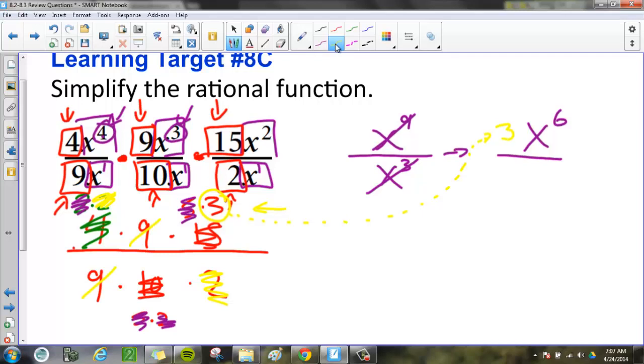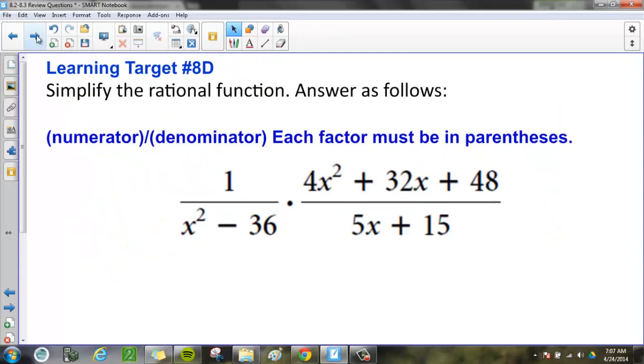Now what's on the bottom? There's nothing on the bottom. There's a 1, but you don't really need a 1 on the bottom. You do need 1 if it would be in the numerator, and the only thing in the numerator. So our final solution to this is just 3x to the 6th power. Okay, that's how you do that one right there. There we go. Moving on to the next problem.